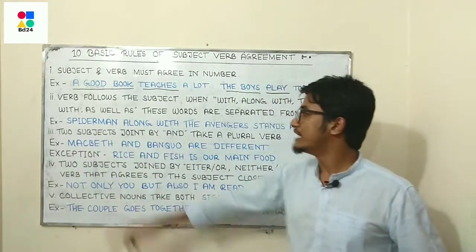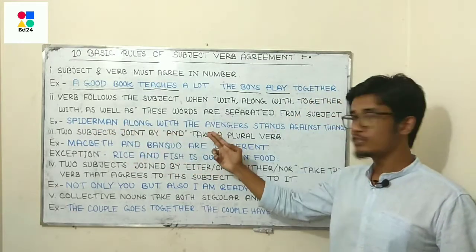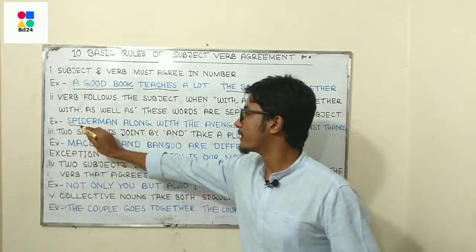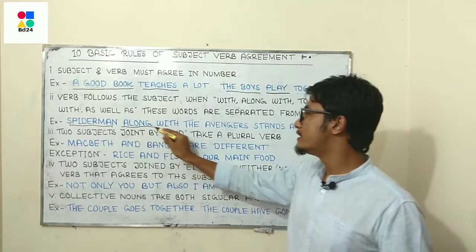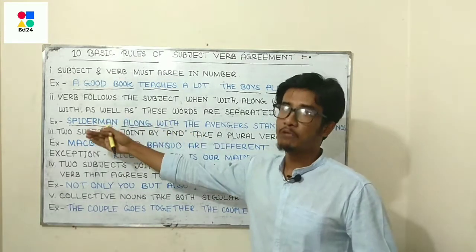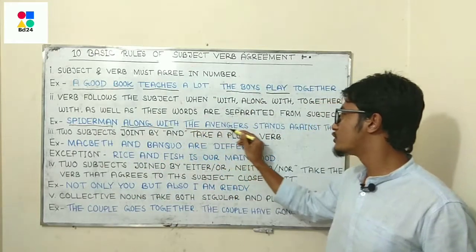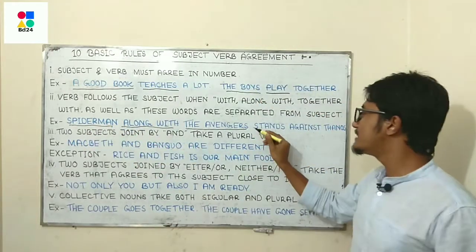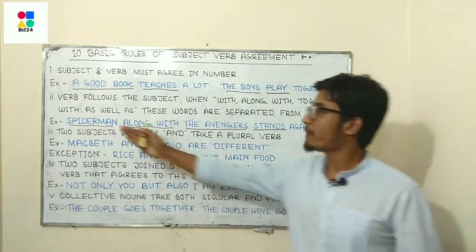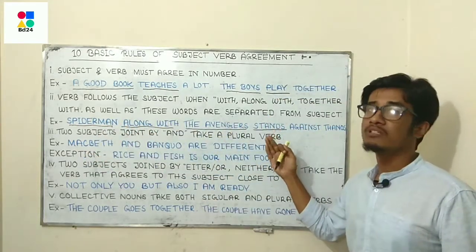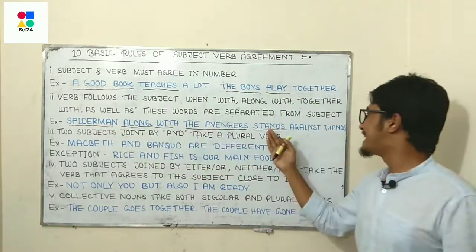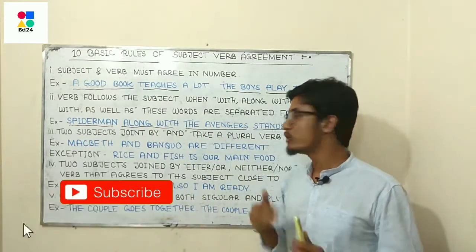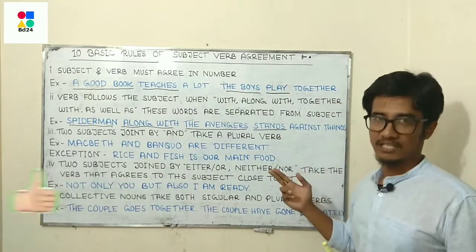So let me show you some examples. The example that I have written here is: Spider-Man, along with the Avengers, stands against Thanos. So the subject here is Spider-Man. Though along with is here, this along with is not connected with Spider-Man, it's separated. The Avengers is also not connected with Spider-Man, it's separated. So the subject here is Spider-Man and the verb is stands. As Spider-Man is a singular noun, the verb is also singular, stands. Spider-Man stands against Thanos. Though along with the Avengers is here, we can't use a plural verb here. We have to use a singular verb, which is stands.